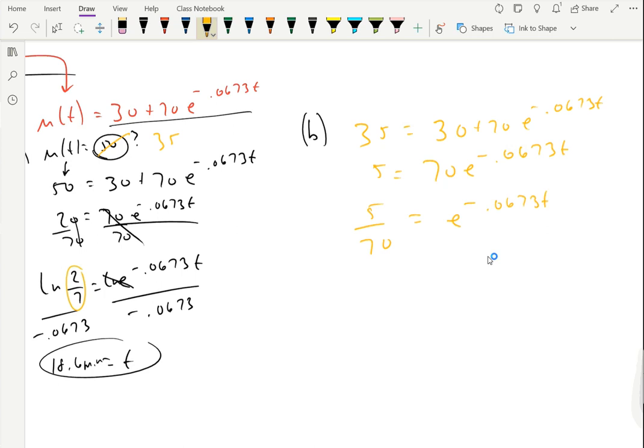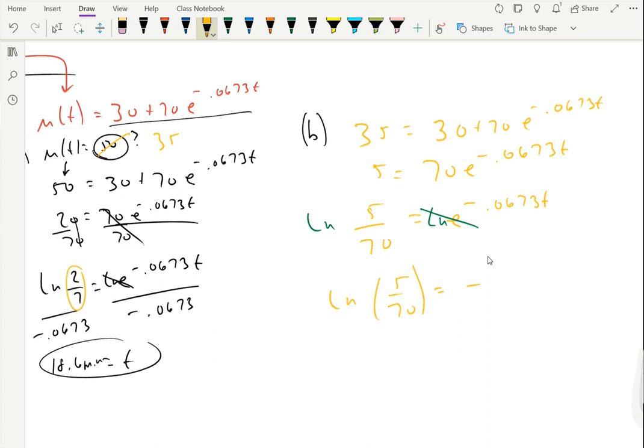All the other values remain the same. Then, like we've done previously, we can take natural logs. The natural log and e cancel. So natural log of 5/70ths. Now, I could reduce this if I want to. Since I know I'm going to plug in the calculator, I'm just going to leave it as 5/70ths for now.